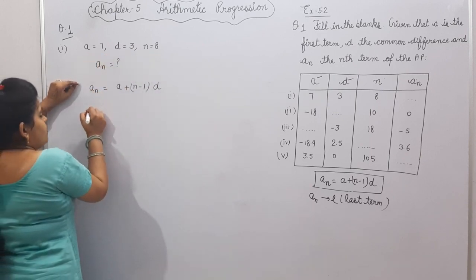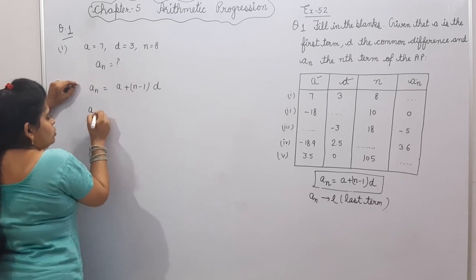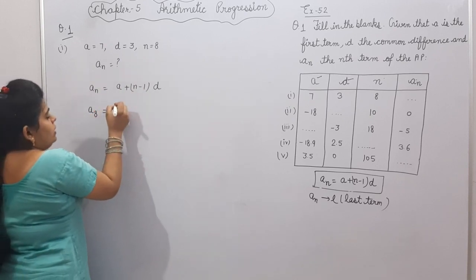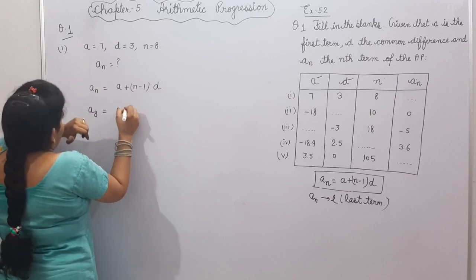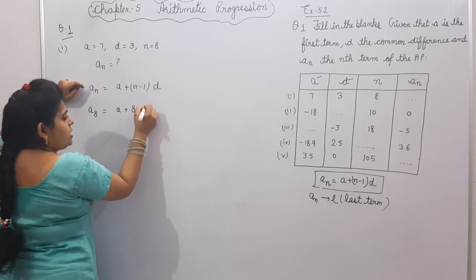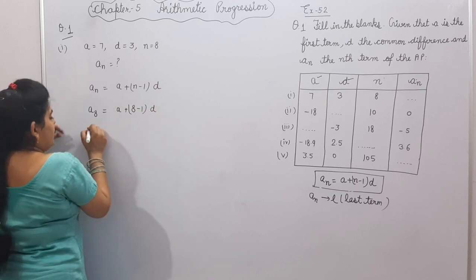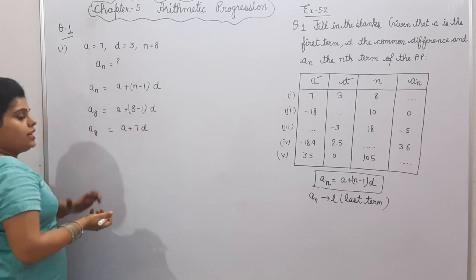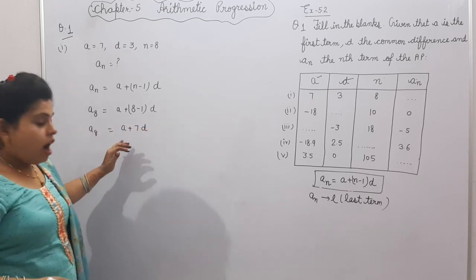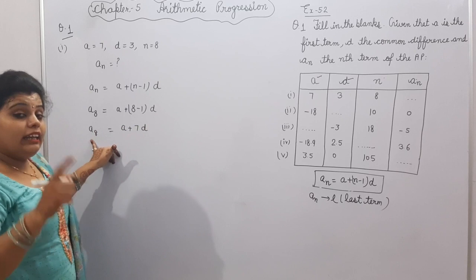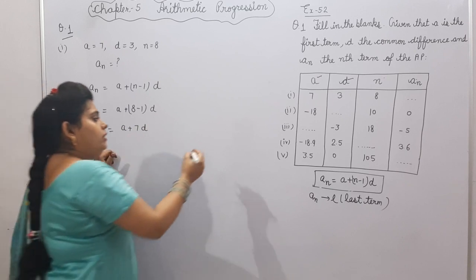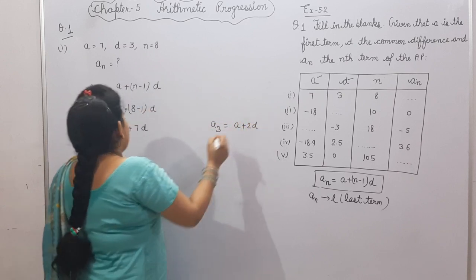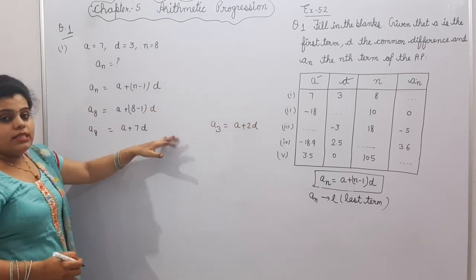Then what is the value of n? 8. So we have to find the value of A8. Then A plus n, means 8 minus 1 into D. A8 is equal to A plus 7D. This we have studied. When we are finding the value of A3, then A3 is equal to A plus 2D. In the same way, A8 is equal to A plus 7D.